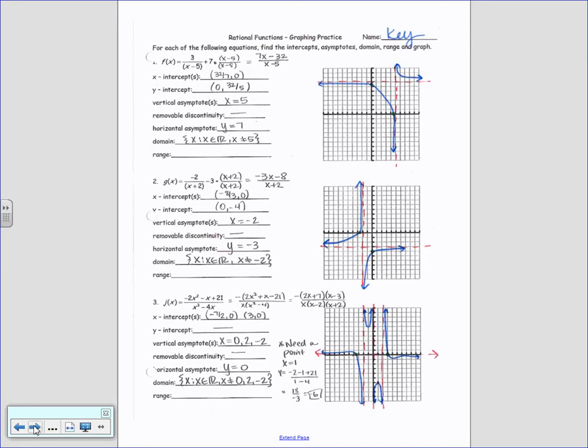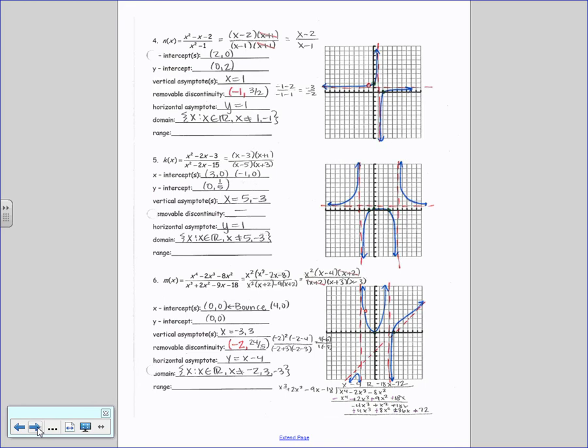So this is the first page of the worksheet. Please notice on number 3, I didn't have enough information to start with, and so I did need a point, and that's where this comes into play right there. That's how I found this point down low, okay? And then the back side of the worksheet did require on number 6 for you to do long division. So things to keep in mind there.